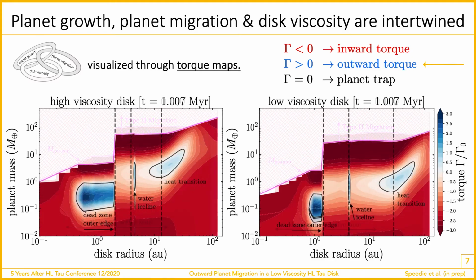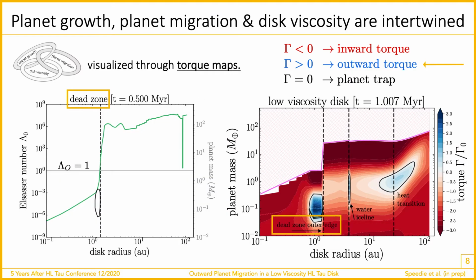Over time, the torque map evolves, just as the disk evolves. So features in the torque map are determined by the disk's properties, and we can touch on each of them in turn using the low viscosity disk as an example. The outer edge of the dead zone, as we discussed before, is defined as the orbital radius where the ohmic Elsasser number exceeds unity.